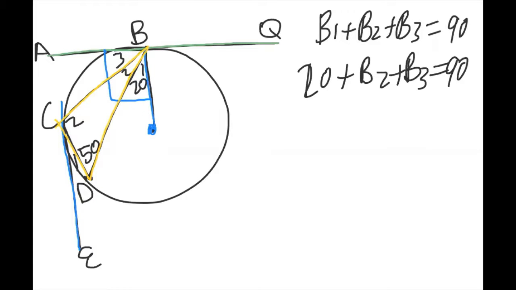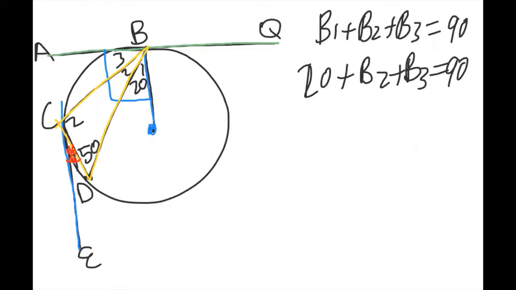Okay, so what do we want? The question is: determine the size of C1. Where is C1? Let's highlight it properly. That's the angle we want, that's C1. So how do we determine C1? Let's see what we have.